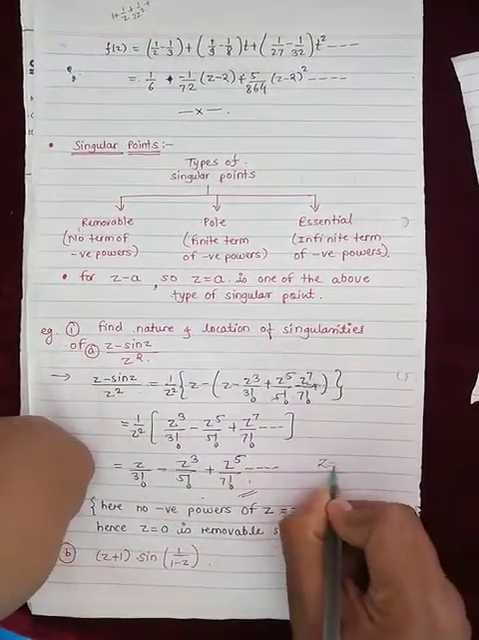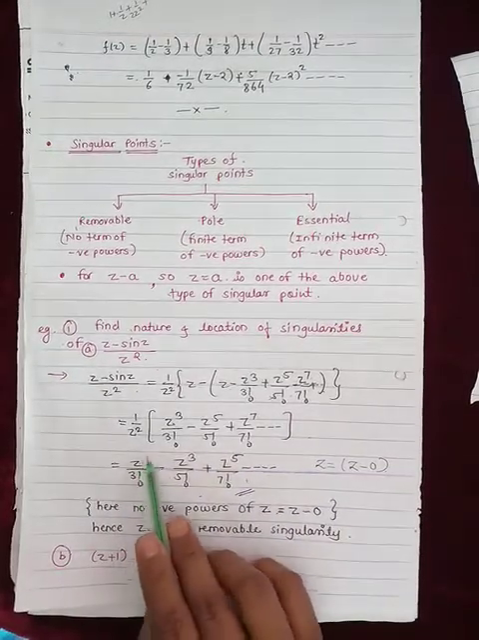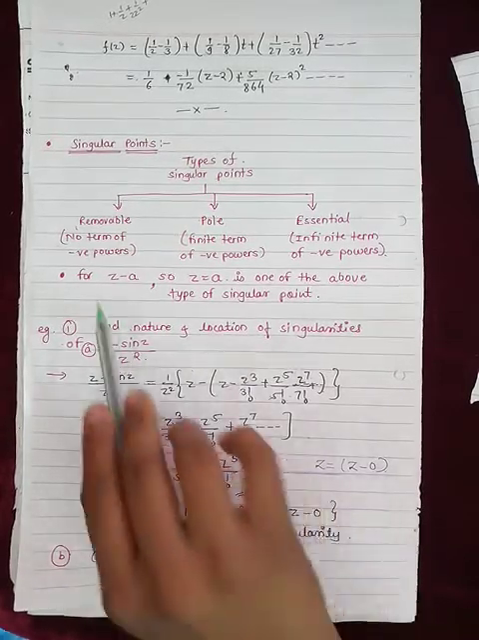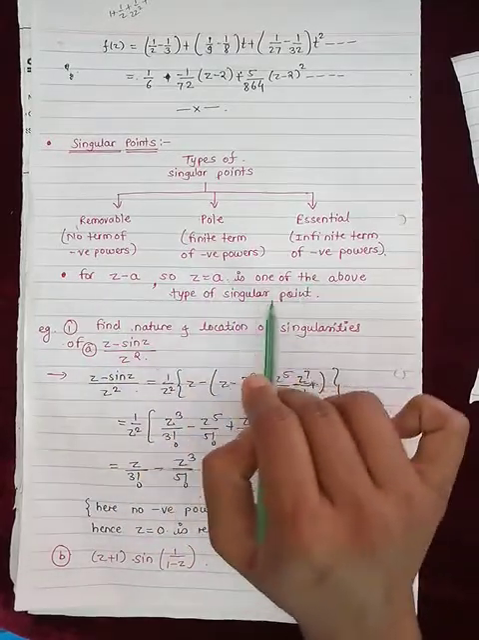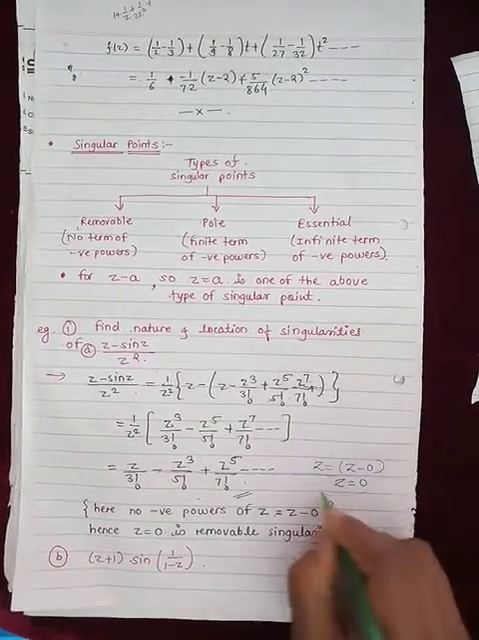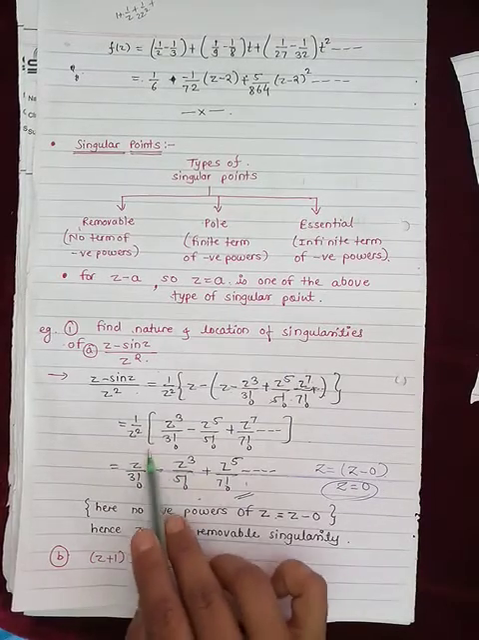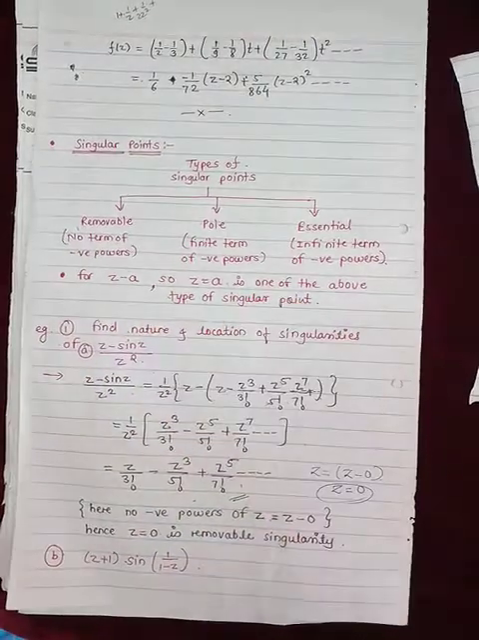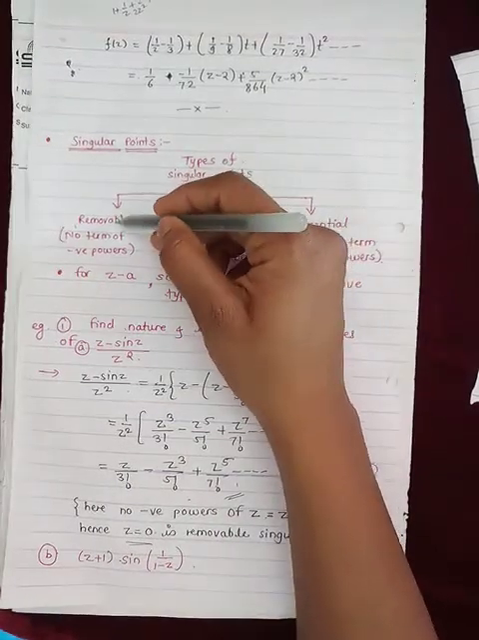So z is converted to a bracket as z minus 0. So z is z minus 0 raised to 1, z minus 0 raised to 3, z minus 0 raised to 5. If z minus a is the bracket, then z equal to a is your singular point. So z minus 0, simplifying this, we get z equal to 0. Here the powers of z minus 0 are positive, that is, no negative powers. Hence z equal to 0 is which singular point? Removable singular point.